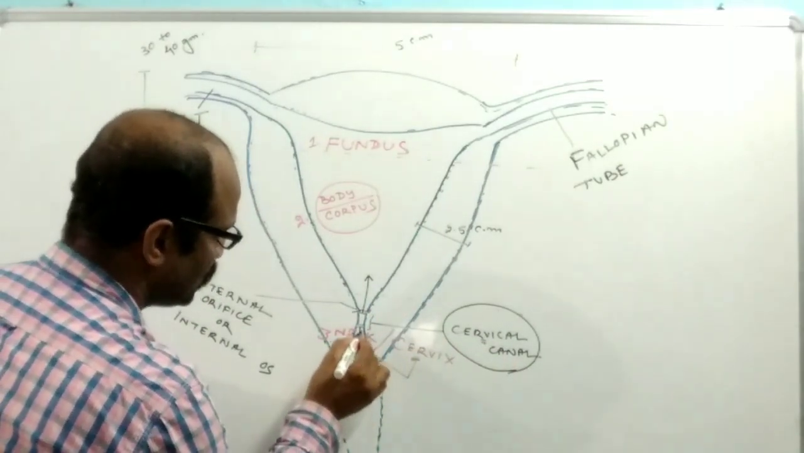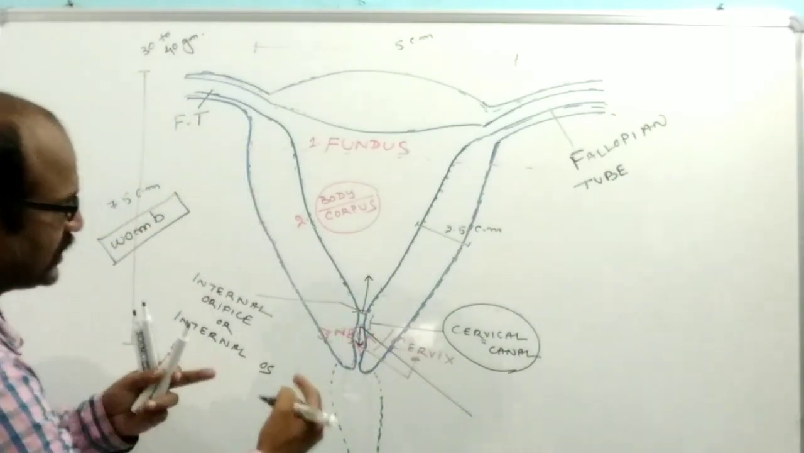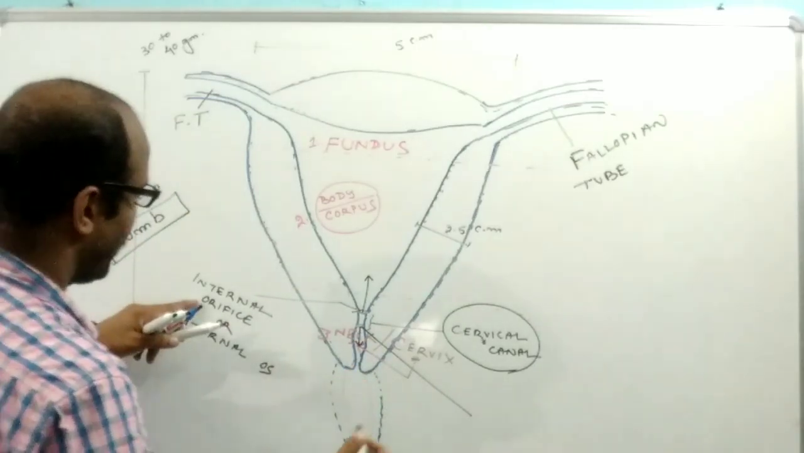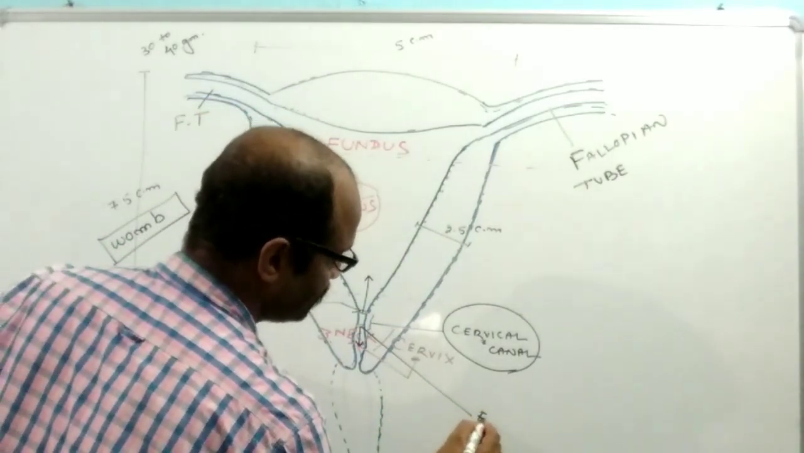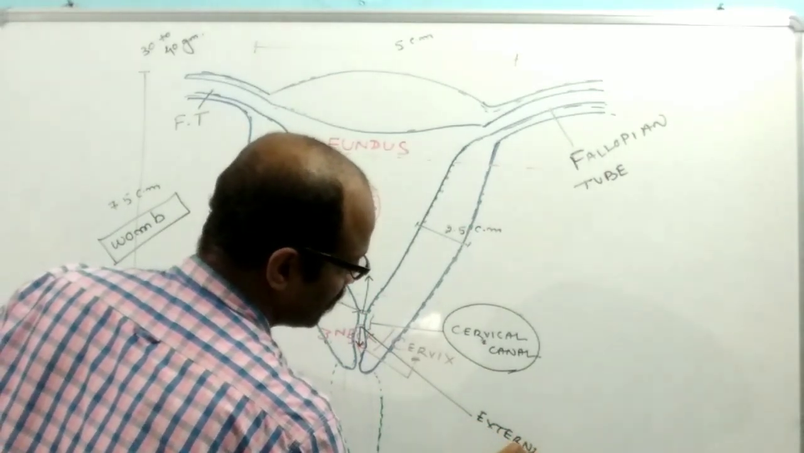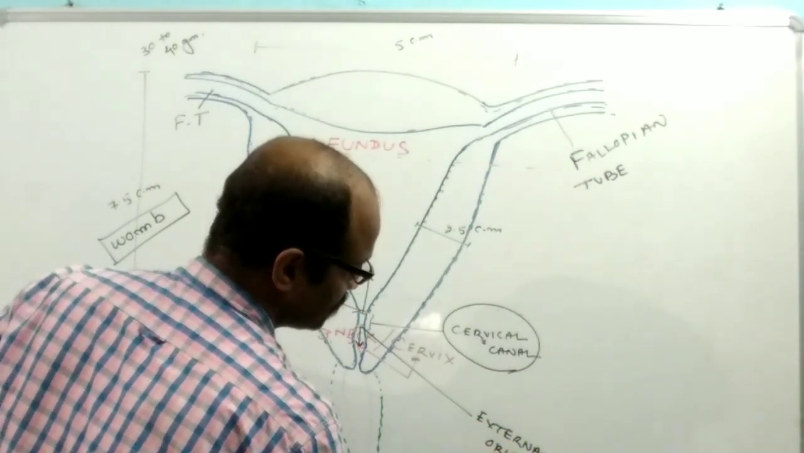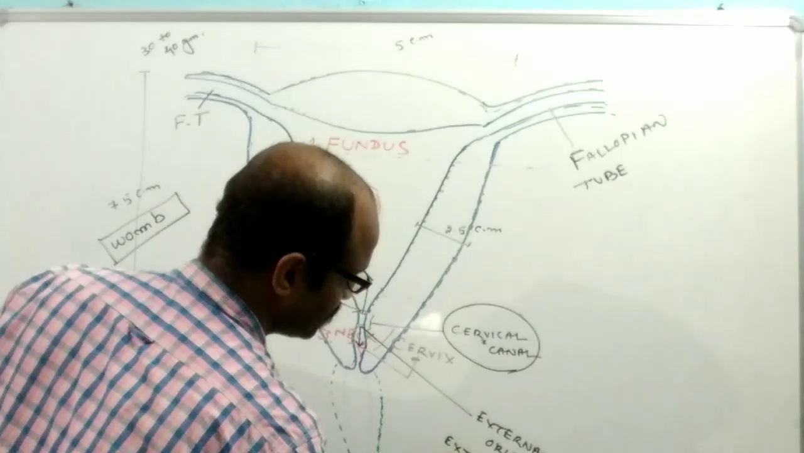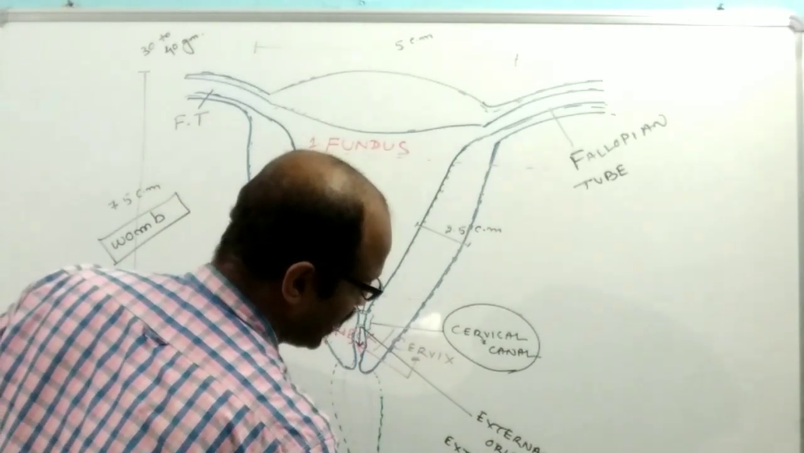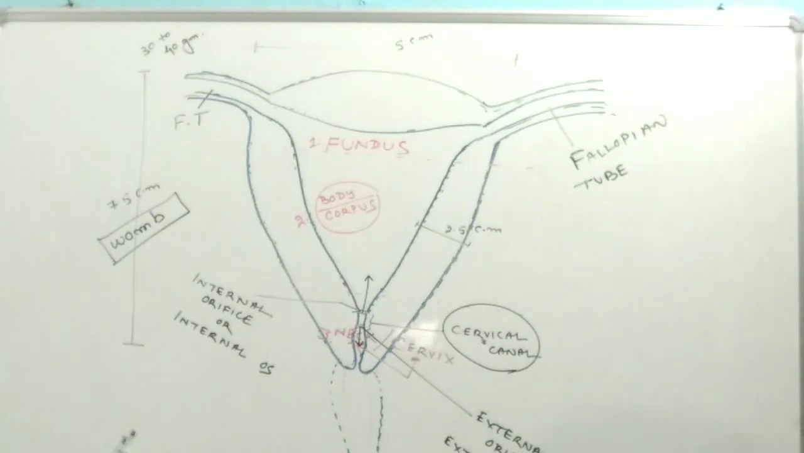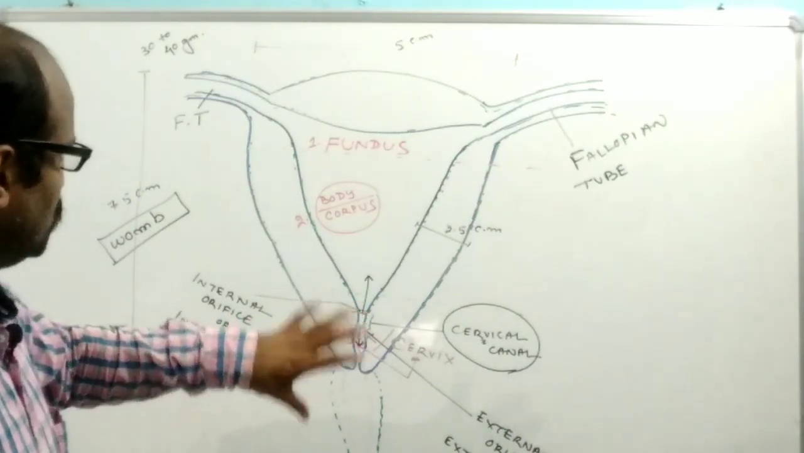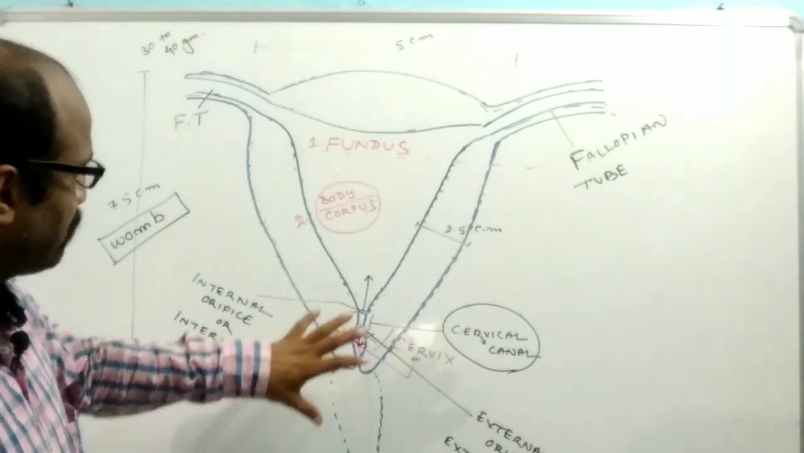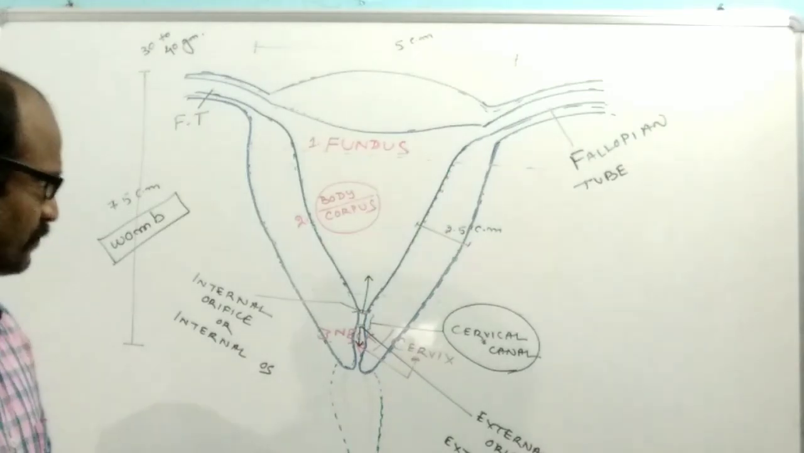Another opening, which communicates the cervical canal with the cervix, is known as the external orifice, or external os. So the cervical canal communicates with the body of the uterus as well as the cervix, or the neck portion of the uterus.